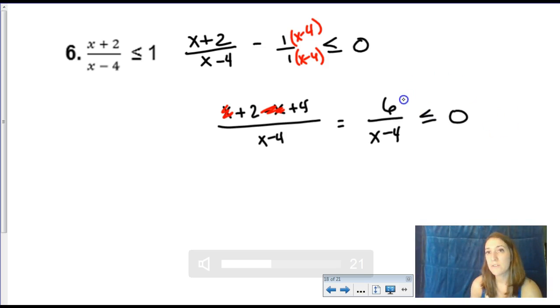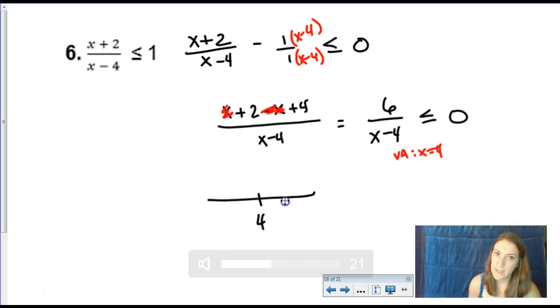So it turns out there is no x-intercept on this question, but there is a vertical asymptote at x equals 4. So as far as a change chart, 4 is the only critical point there. If I plug in something smaller than 4, like a 0, I would have 6 over negative 4, which is a negative value. And then plugging in something larger than 4, like a 5, 6 over 5 minus 4 is 1, so that's something positive. So where is my function less than or equal to 0?